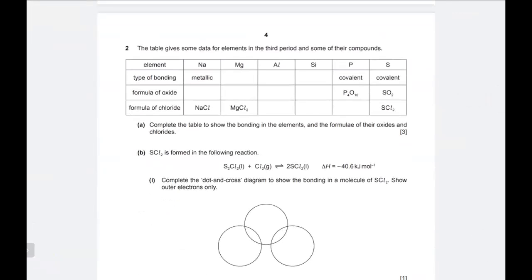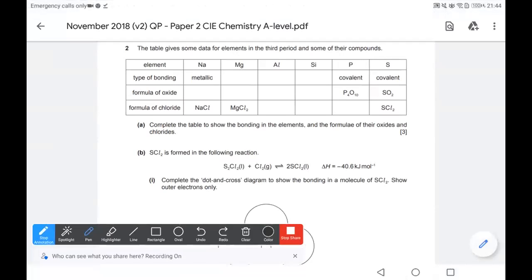The table gives some data for elements in the third period and some of their type of bonding: sodium metallic, magnesium metallic, aluminium same metallic, all are metals, metallic. Silicon, covalent bonding.